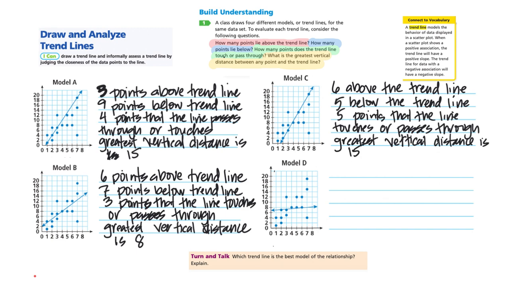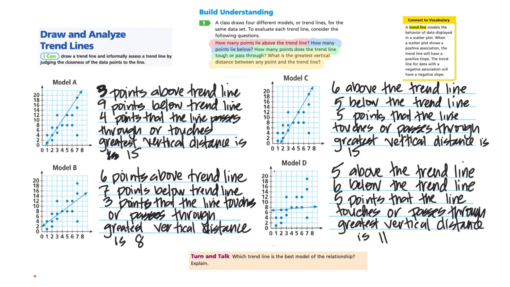And then let's look at model D. So for model D, I already wrote in the answers just to save time. So in this one, you can see that there are 1, 2, 3, 4, 5 above the trend line. And this one is touching. So we'll look at that. There are 1, 2, 3, 4, 5, 6 below the trend line. 5 points that touch or pass through. 1, 2, 3, 4, 5. So they counted this as touching or passing through. It could be above also.